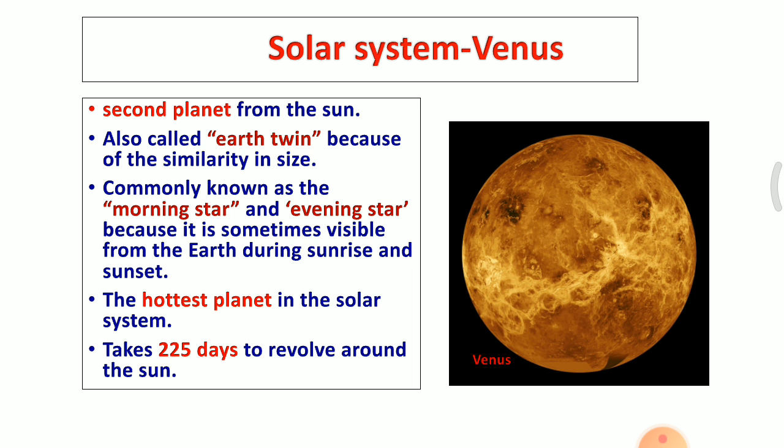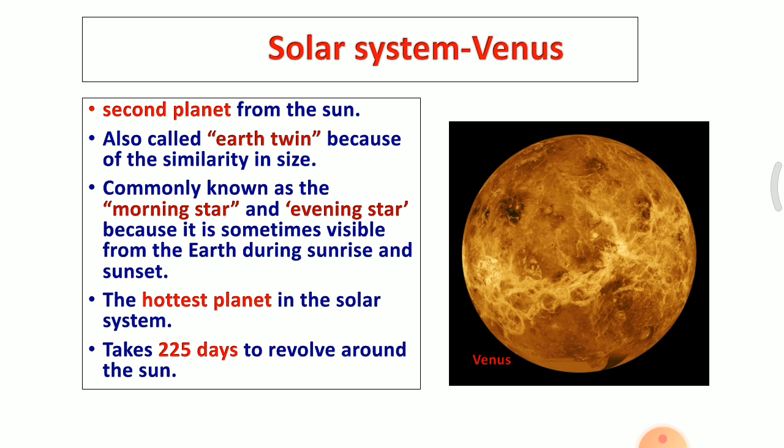The next planet is Venus, second planet from the sun, also called Earth twin because of the similarity in size. The size of the Venus and Earth are same, so it is called as Earth twin. Commonly known as morning star and evening star because it is sometimes visible from the earth during sunrise and sunset. The nickname of the Venus is morning star and evening star. So when we look at the sky in the morning and evening, we can see the Venus.